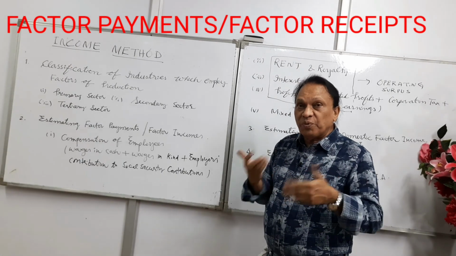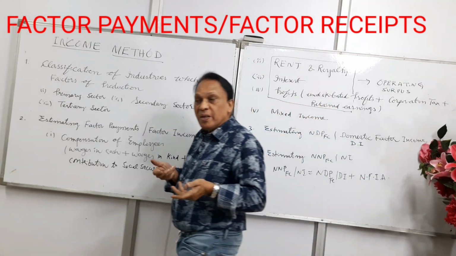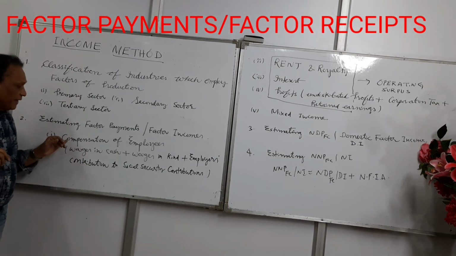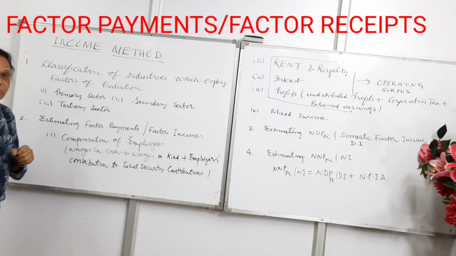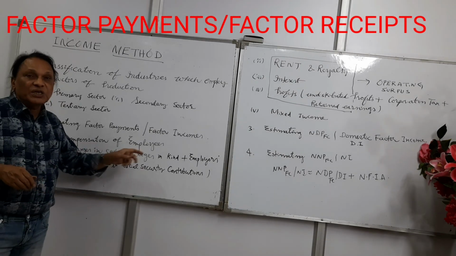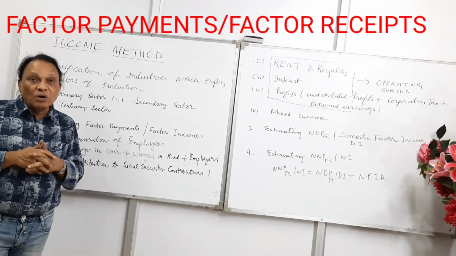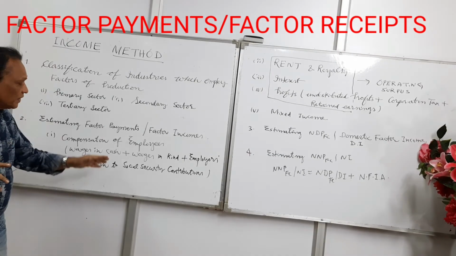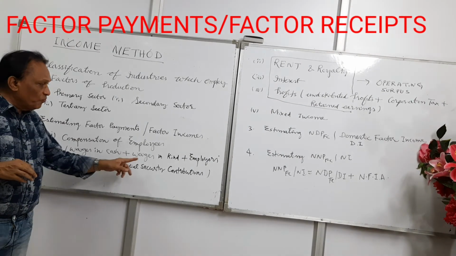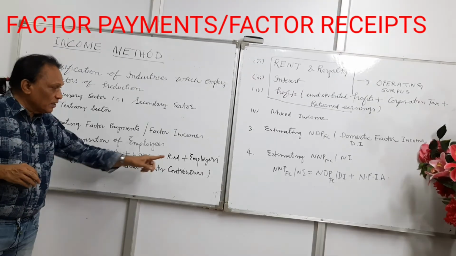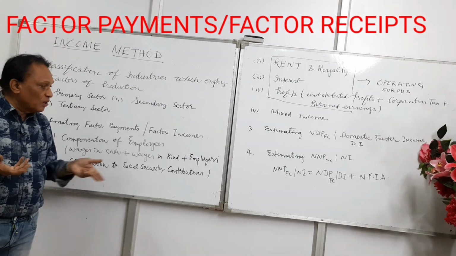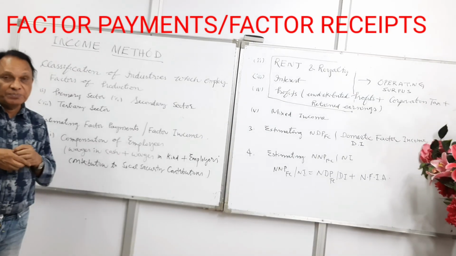I just told you when you employ the four factors of production, we have to pay them. So how do you estimate the factor payments or factor incomes? The first one, I told you, is that to laborers we have to pay wages and salaries. That broadly in economics we call compensation of employees, COE. Compensation of employees has three components here. One is wages in cash plus wages in kind, and the last one is employers' contribution to social security schemes.